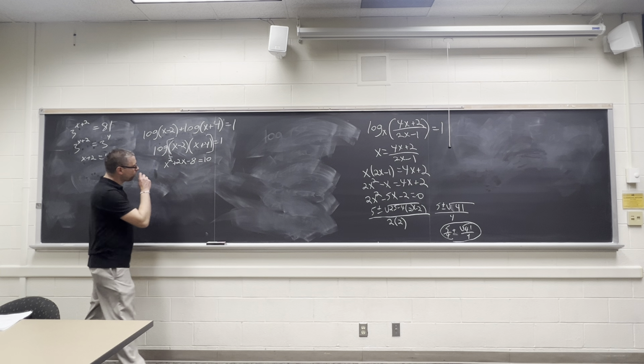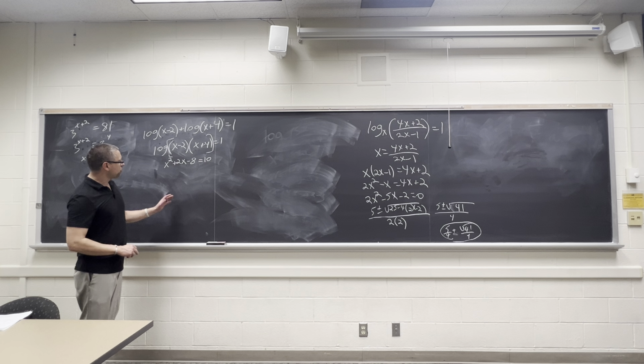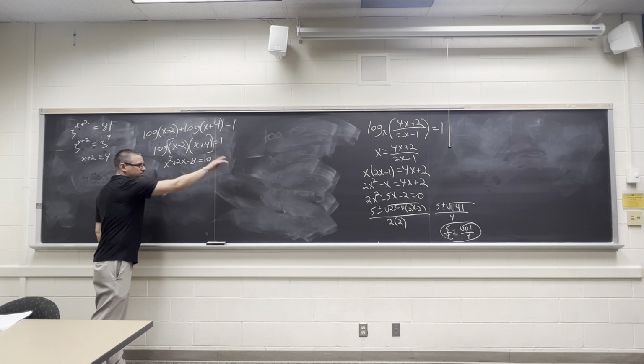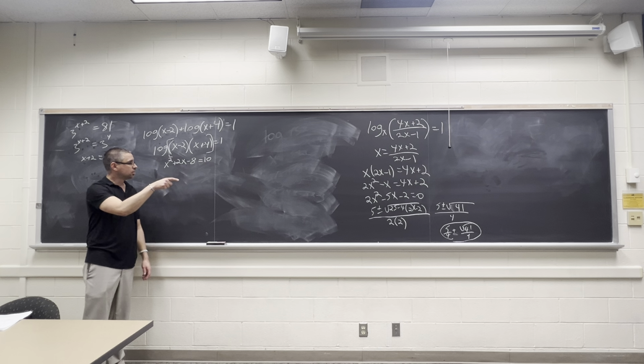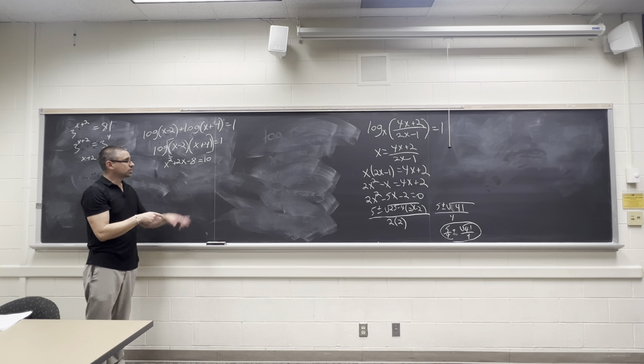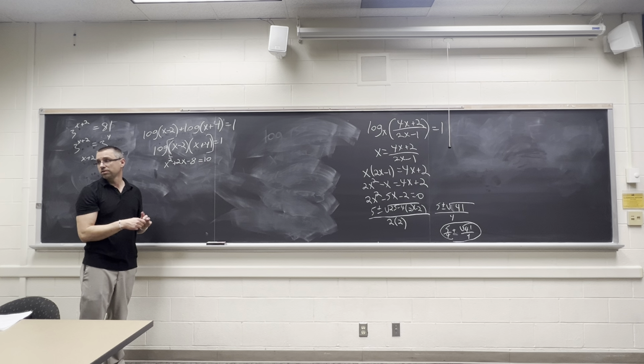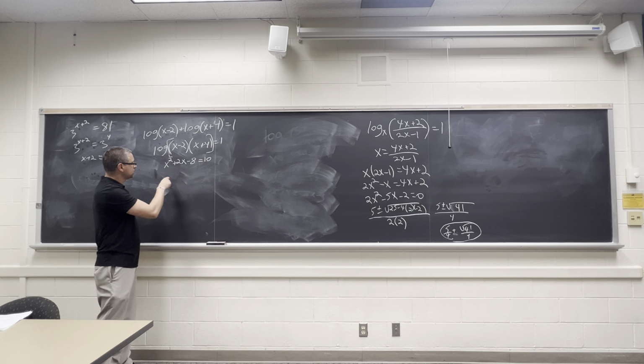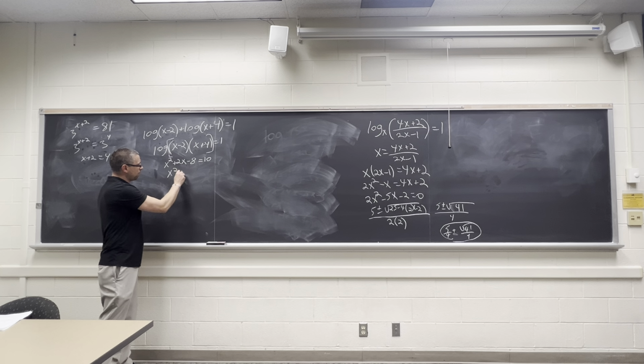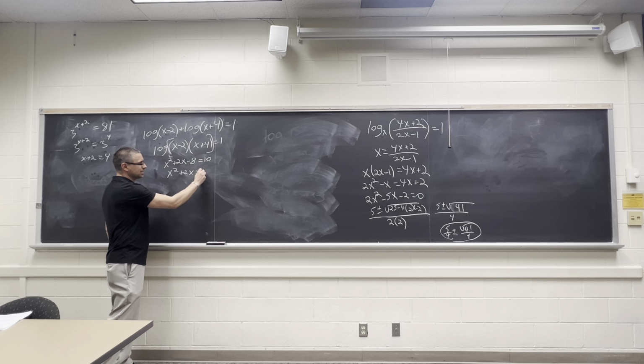Actually, if you wanted to complete the square, the way I do it, I would bring all the constants to the other side. So I would add 8 to both sides. You could subtract 10 from both sides and then use the quadratic formula if you want to, same thing. But if you add 8 to both sides, you would have x squared plus 2x is equal to 18.